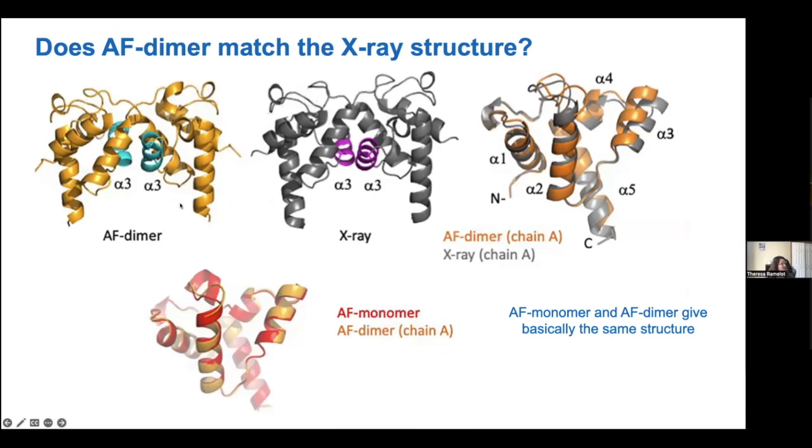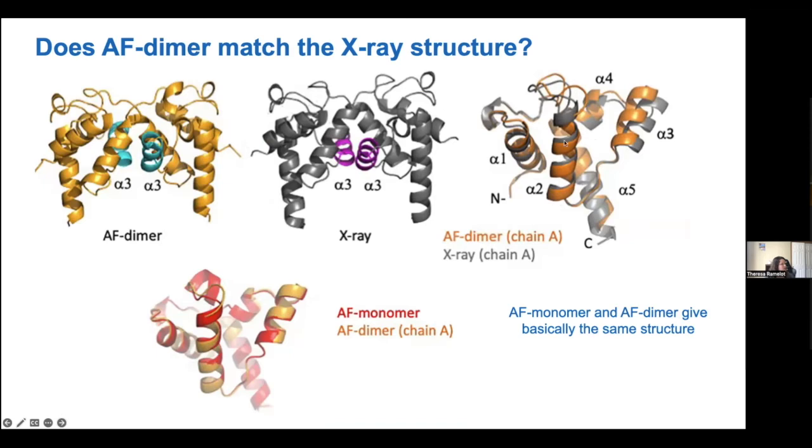AlphaFold dimer is also super easy to run. You give it the sequence, you tell it it's a dimer, and it came up with almost the exact same dimer interface as the X-ray structure, which was very satisfying. But if you look at it really carefully, you'll see there's actually a slightly different orientation here.